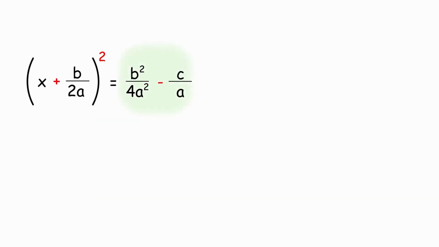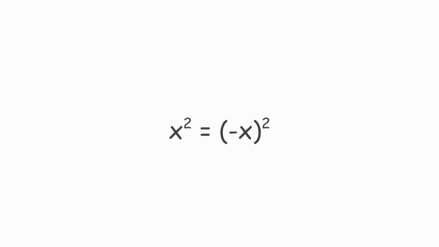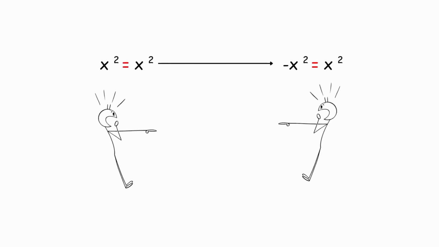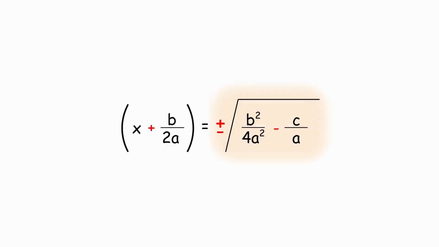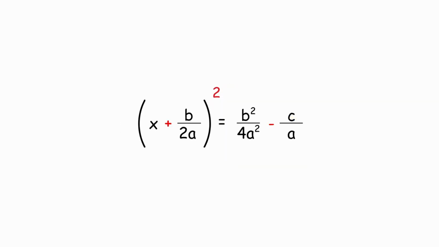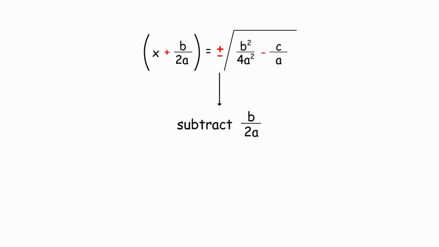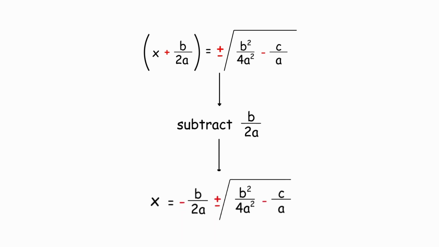Anyway, since we have something squared on the left-hand side, we should consider the principal square root of the right-hand side. It could be equal to x plus b over 2a, but it could also be equal to the negative of that same value. As you'll recall, squaring a number is the same as squaring the negative of the same number. So, that's why we need to take the plus or minus square root on the right-hand side in order to get rid of the squaring on the left-hand side. Now, we've almost solved for x. To isolate it, all we need to do is subtract b over 2a from both sides, and we're done.